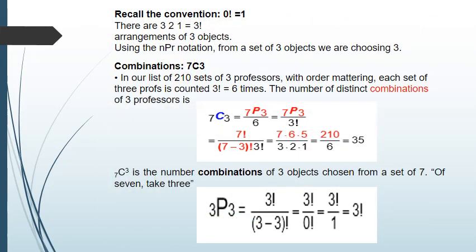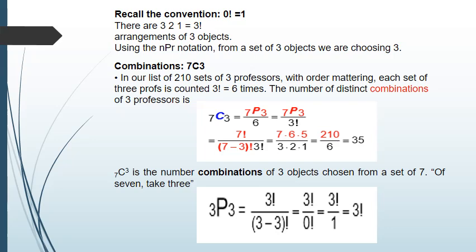Recall that 0 factorial is equal to 1. 3 times 2 times 1 is equal to 3 factorial. Arrangements of 3 objects: using the nPr notation, from a set of 3 objects, we are choosing 3.